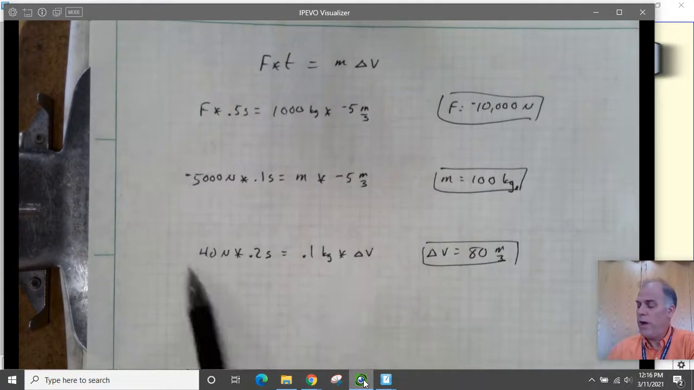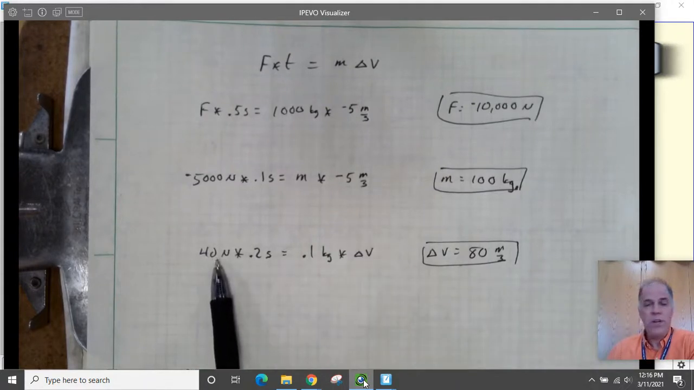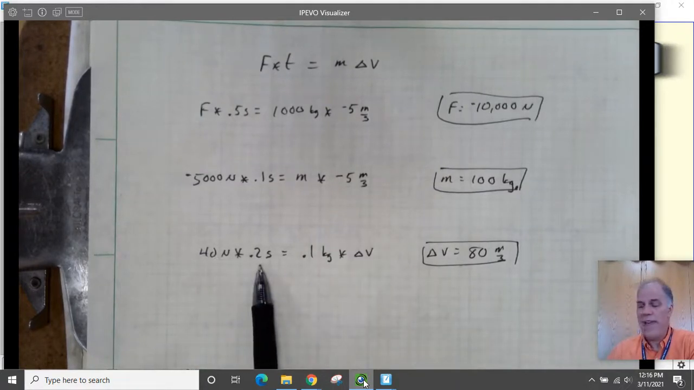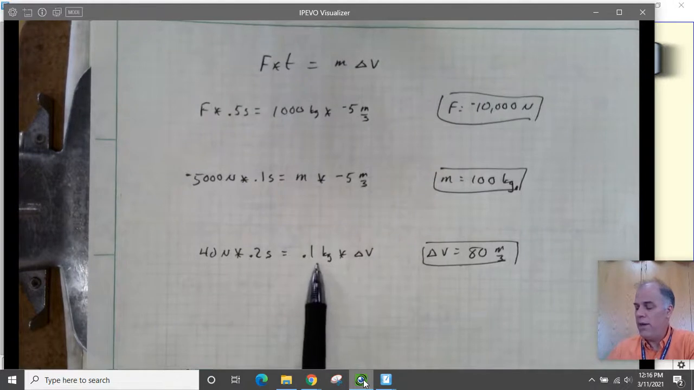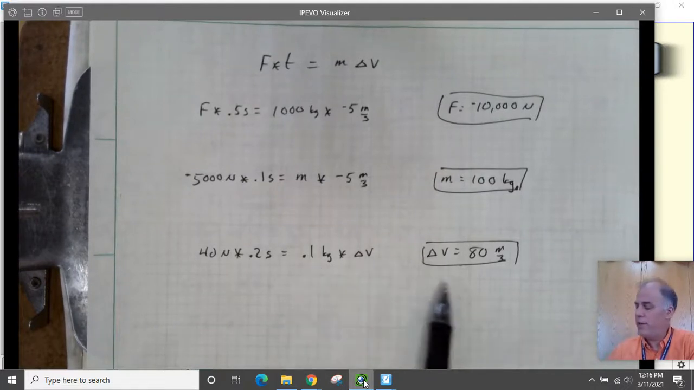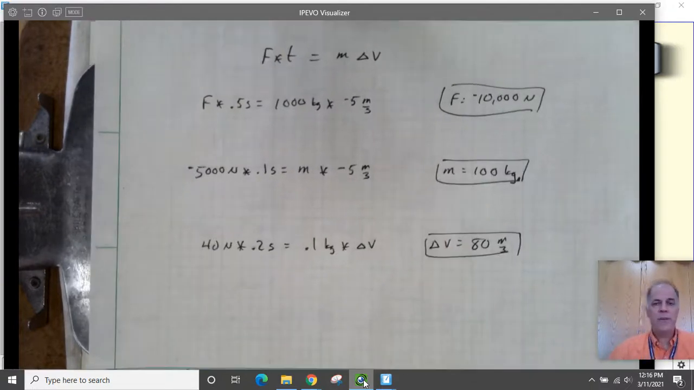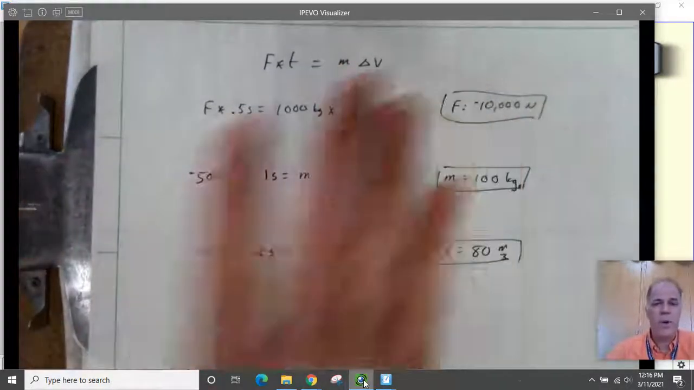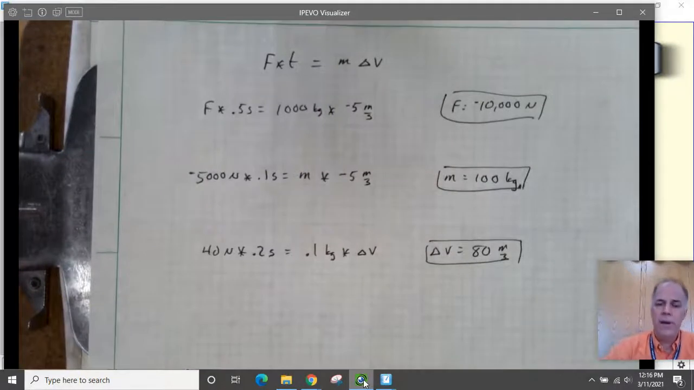And then finally, this is the one with the hockey puck. 40 newtons of force, for 2/10 of a second, acting on 1/10 of a kilogram. And it turns out that it has a change in velocity of 80 meters per second. Okay, so that's what we got. That should be enough to get you going easily for all the questions that you have in the back of the book. They're actually not as difficult as these, so make sure you know how to do these. These are useful, and we will see you next time.